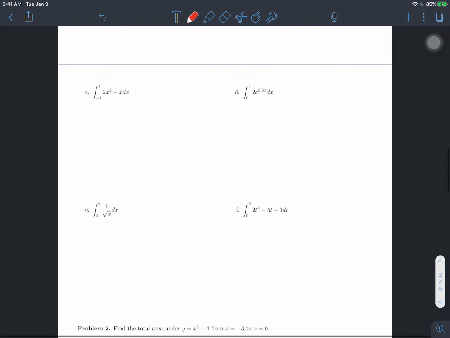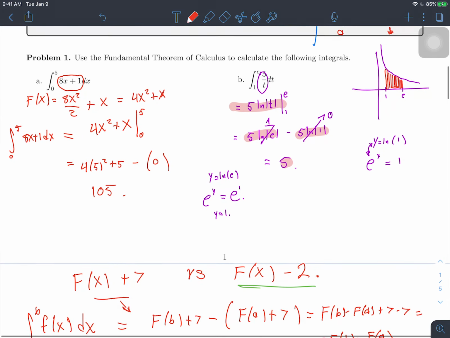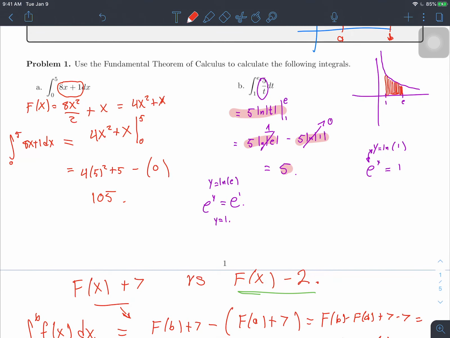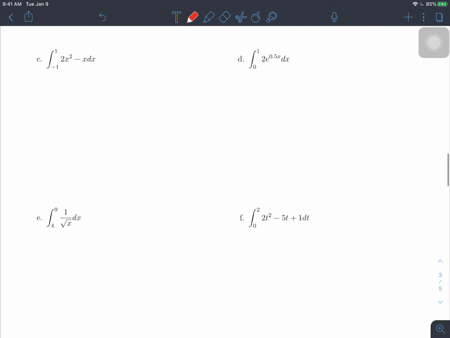So let's see. Any questions about these first two fundamental theorem of calculus problems? You guys like the fundamental theorem of calculus? Cool, me too. I don't like Riemann sums. All right, we'll do this next one.